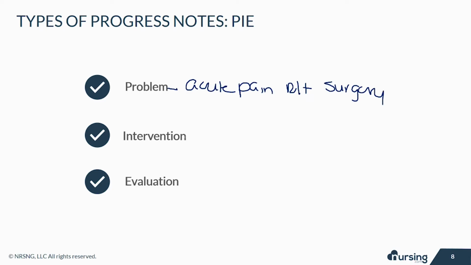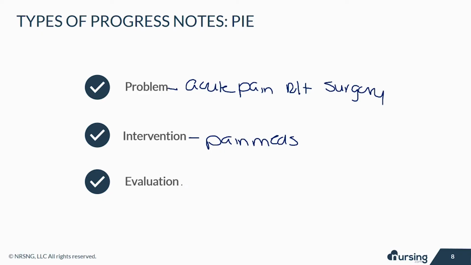Okay. Your I is your intervention, administered pain medication, right? Your pain meds were given as ordered for mild to moderate pain. Assistance provided for out of bed activity, call light placed in reach. Okay. Very simple. We said the same thing in the SOAP note, just a lot more detailed.